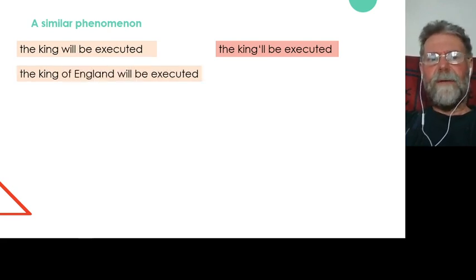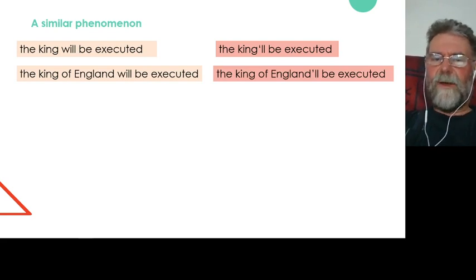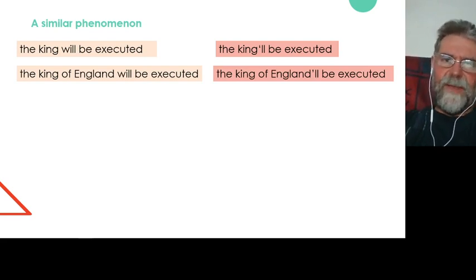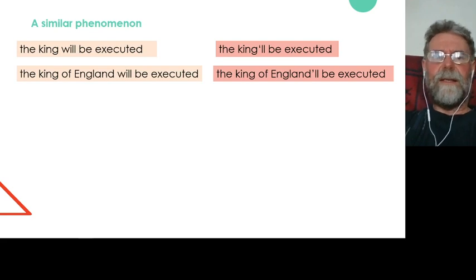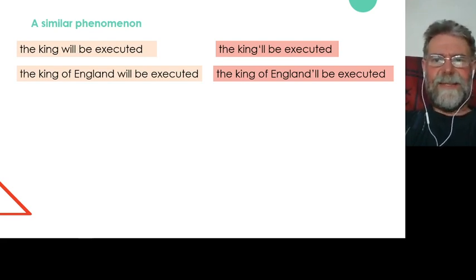But if we make the subject slightly more complicated, we'll find that the 'll doesn't attach itself to king at all, but it attaches itself to the end of the whole subject. So if we've got the King of England, then it'll be the King of England'll be executed. Or if it was the king who had his head cut off, it would be the king who had his head cut off'll be executed.